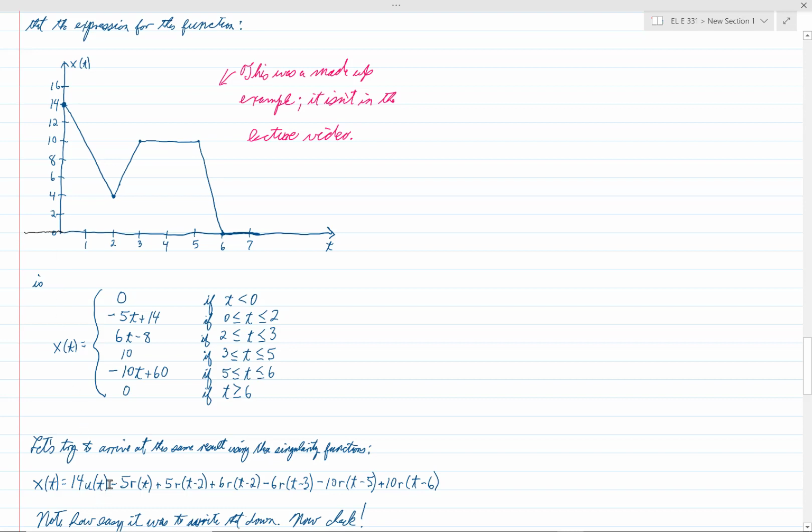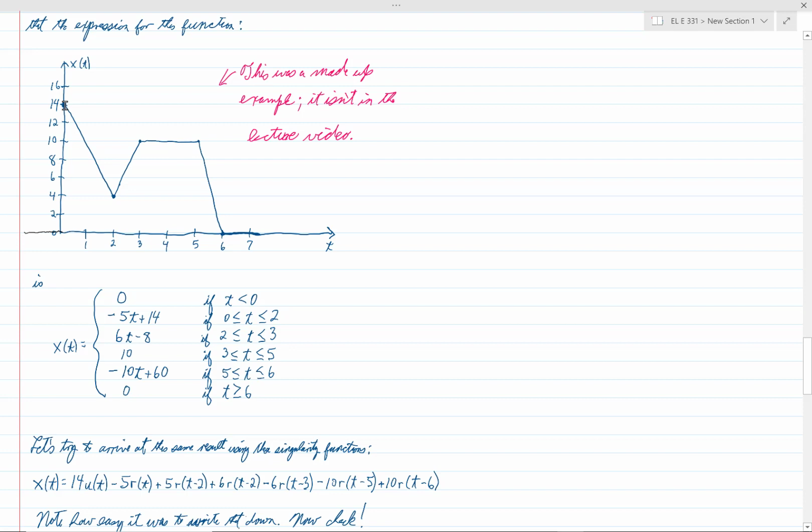That's how we get 14 u of t. Because the u of t, it's a jump by 1, but we want to jump by 14, so we have to say 14 u of t. And we don't have u of t minus 1 or t minus 2 or anything like that, because this is t minus 0. The jump happens right here at 0, so it's just u of t. So 14 u of t. That takes care of the jump. That puts us up here at 14.